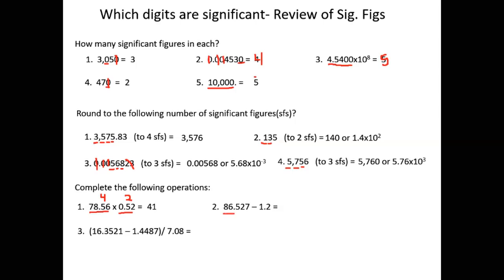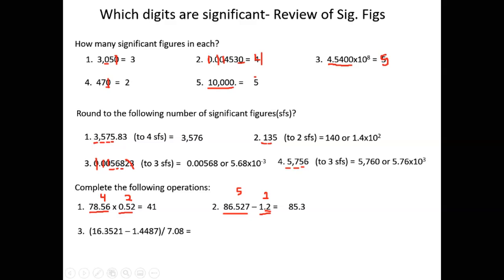Next, number 2, we have 86.527 has 5 significant figures, and 1.2 has 2 significant figures. However, here we're doing addition and subtraction. So with addition and subtraction, you want to have as many significant decimal places in your answer as the one with the least number of significant decimal places in the operation. So since 1.2 only has a significant decimal place to the 10th, then our answer should be to the 10th place, 85.3.